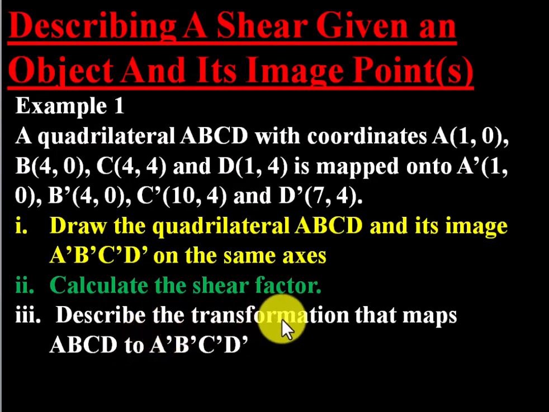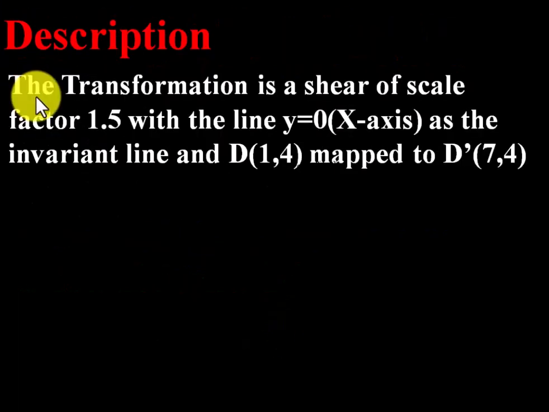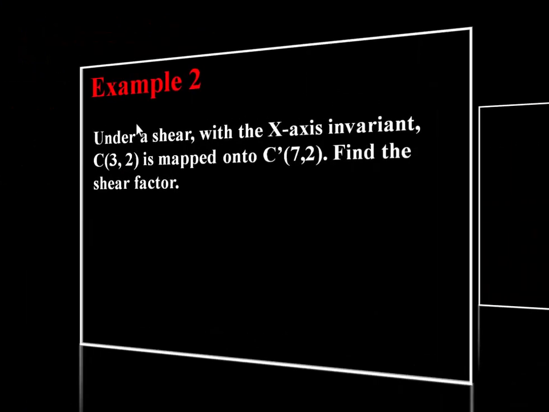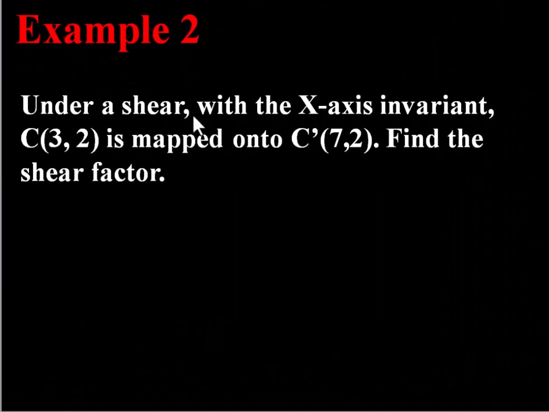Describe a transformation that maps ABCD to its image. The transformation is a shear of scale factor 1.5 with the line y equal to 0, or x-axis, as the invariant line, and D(1,4) mapped to D'(7,4). Example 2. A shear with the x-axis invariant, C(3,2) is mapped onto C'(7,2).